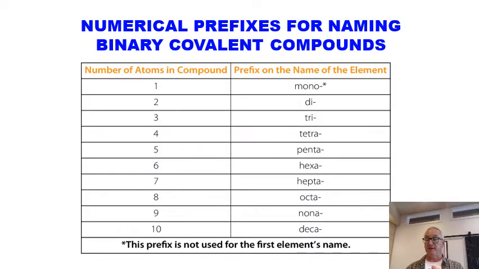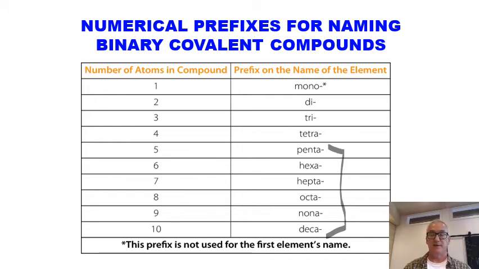So these are the prefixes we use. 1, mono, 2, di, tri, tetra, penta. These are also in the test table, so you don't have to memorize them, but it's good to know them. You're probably familiar with most of them. It's not till you get up to penta, hexa, hepta. Generally, the most common ones you'll find are mono, di, and tri. Sometimes tetra. Very rarely will you use 7, 8, 9, and 10.